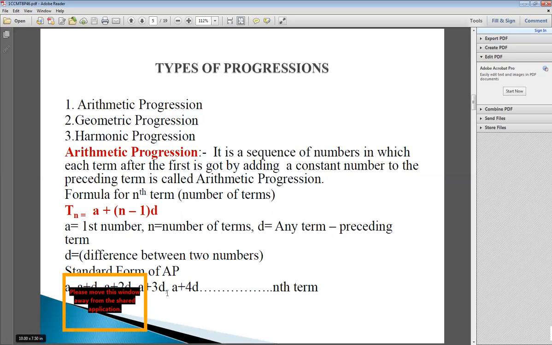Next is the standard form of AP. How do we write it? The first number is a, the second number is written as a plus d, the third number is a plus 2d, the fourth number is a plus 3d, and the fifth one is a plus 4d. You keep on writing till the nth term.